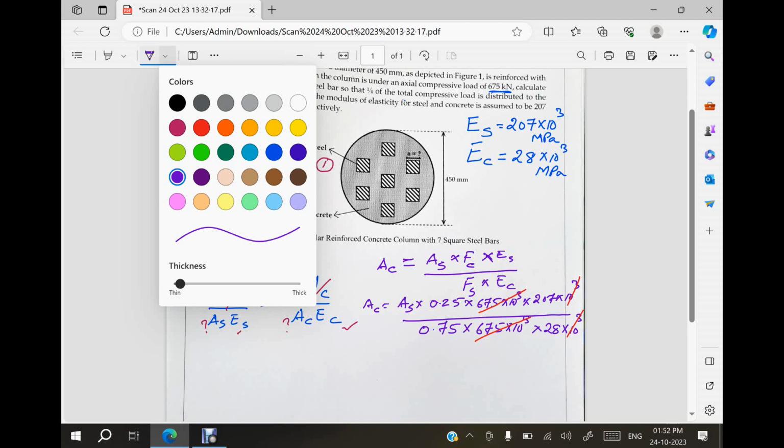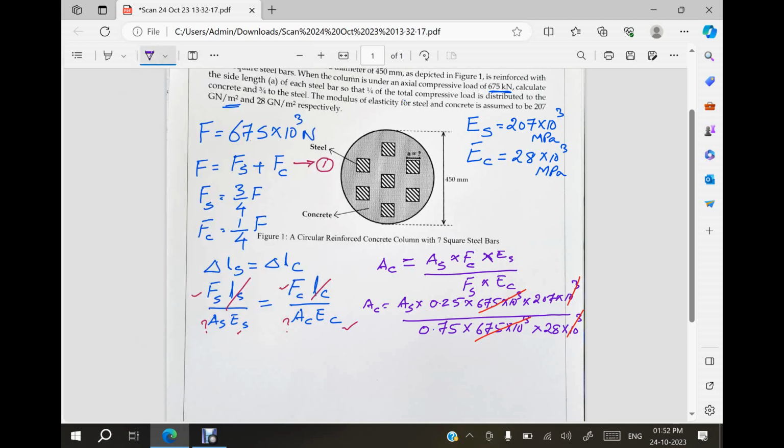464. Okay. A of concrete is equal to 2.464 A of steel, he's telling. Okay, let it be there now.